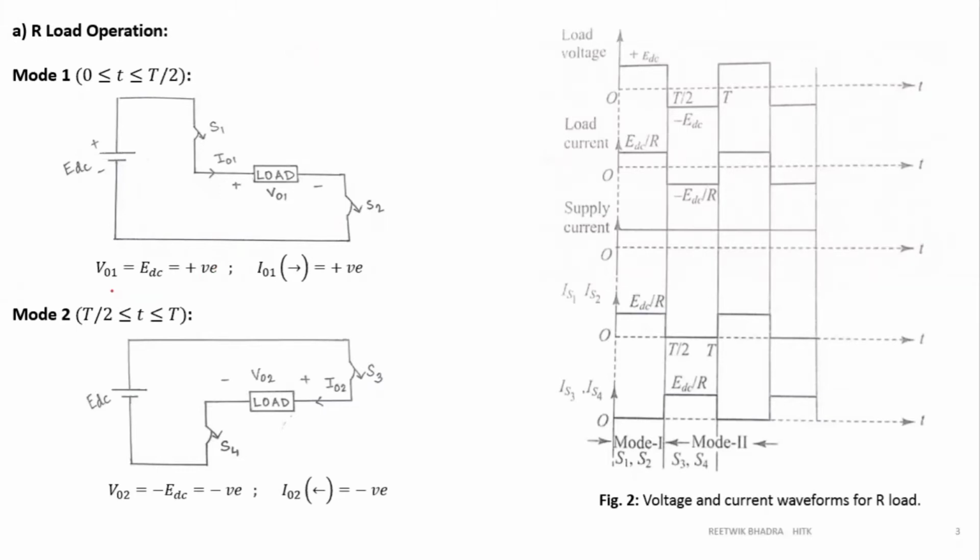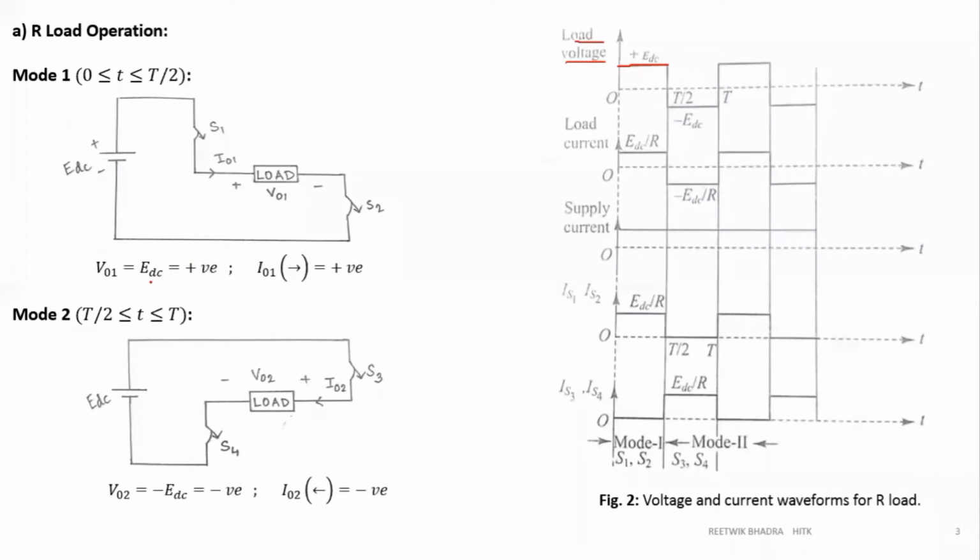Now we'll draw this V01 as EDC during what? 0 to T by 2. So the load voltage is EDC from 0 to T by 2. Up to T by 2 we are getting EDC. What is happening to the current? Since it is a resistive load, there will be no charging and discharging. Current will also be constant.